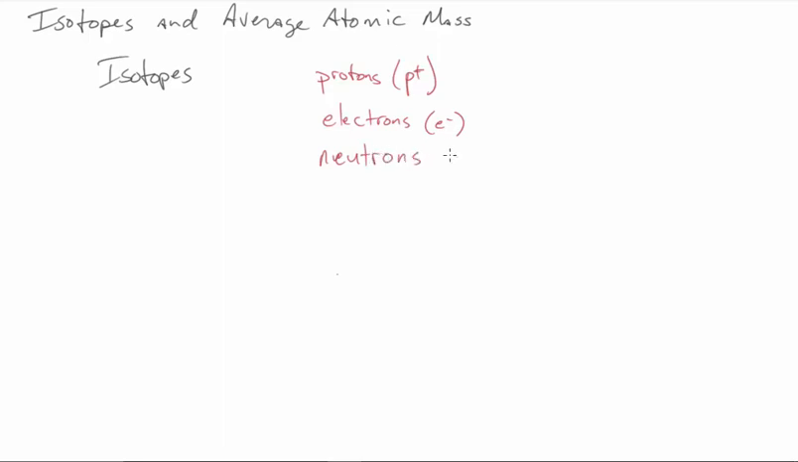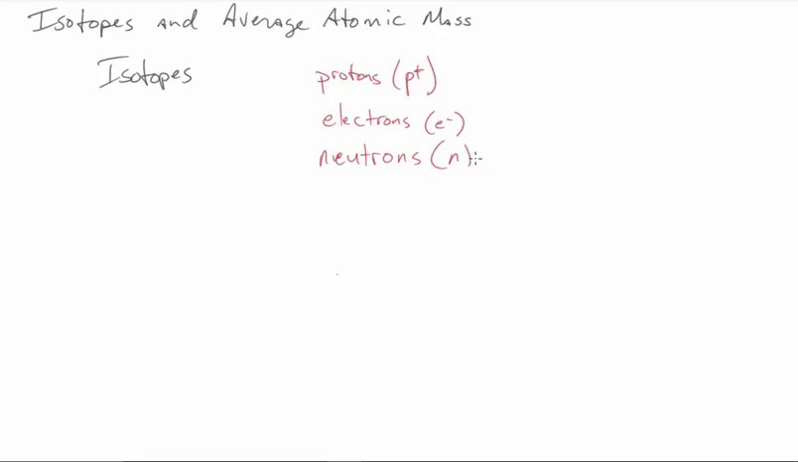Our last one that we're really concerned with here with isotopes is neutrons, and a lot of the time I'm just going to abbreviate that as a lowercase n. Neutrons really just affect the mass of the element. They're found in the nucleus. A lot of the time they're added or subtracted through nuclear events. We've got this zone of stability that you might want to be familiar with.